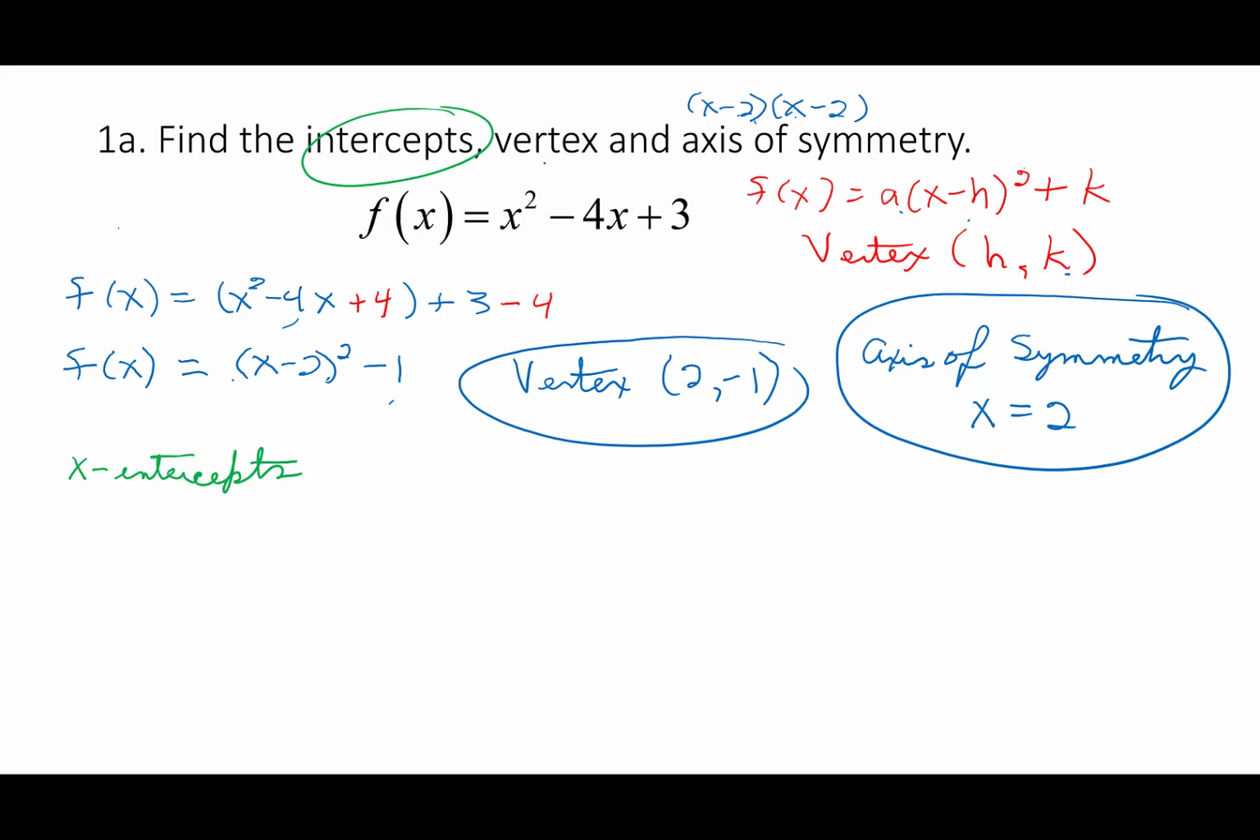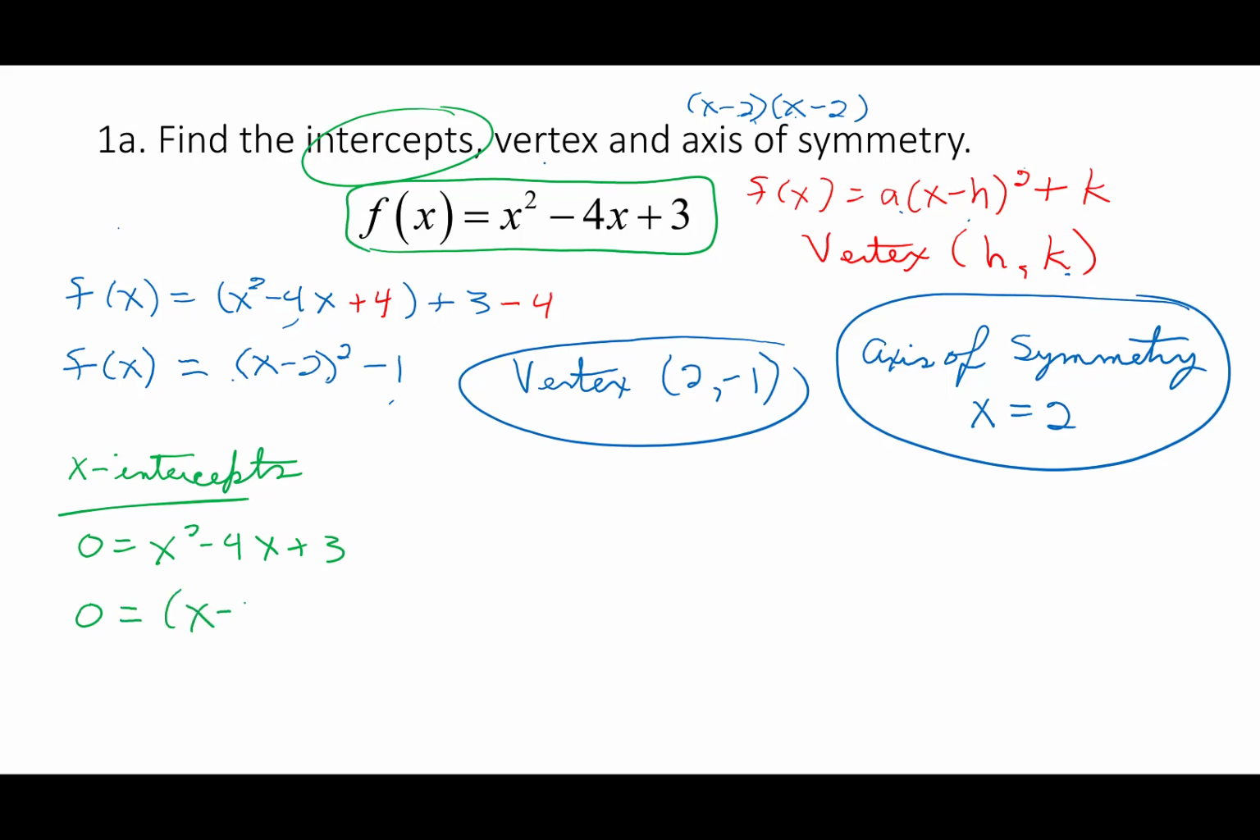To find the x-intercepts, we set y equal to 0 in our original function here. So we're going to have 0 equals x squared minus 4x plus 3. I can factor the right-hand side of the equation into x minus 3 times x minus 1. We set each factor equal to 0, giving us x-intercepts at x equals 3 and at x equals 1. We like to write intercepts as ordered pairs, though, so we would write these x-intercepts as the ordered pairs (3, 0) and (1, 0).